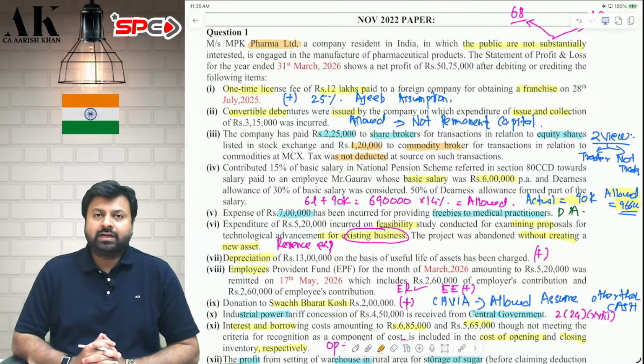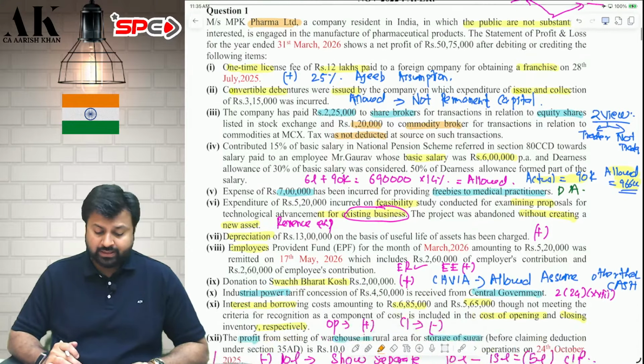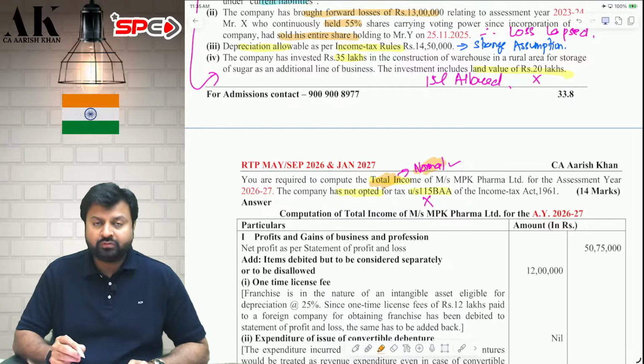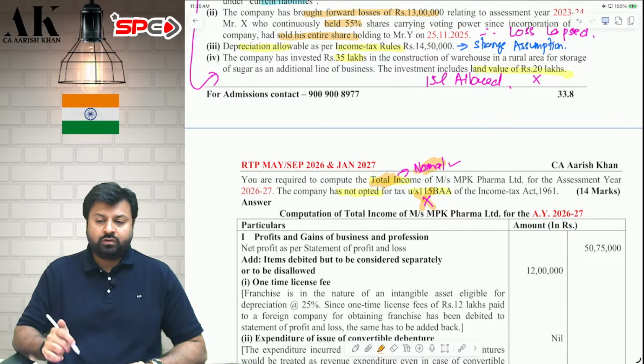Let's move on to the next paper, that is the November 2022 paper. The very first question over here is again on total income. We are supposed to compute total income as per the normal provision, not as per 115BAA. As per the normal provision, you have to compute the total income.